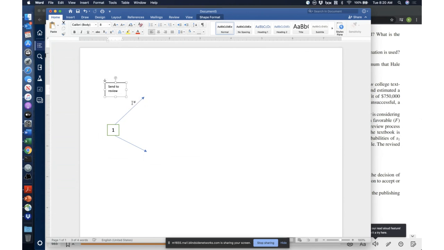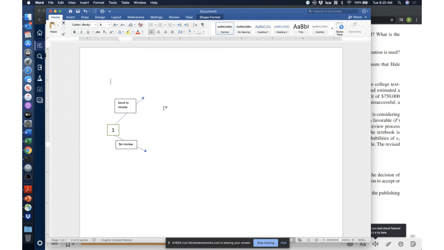So this is the option where you send it out to review, and this is the option where you don't send it out to review. So no review of manuscript. Again, when you do this on the homework and on the final exam, you can just draw this out by hand if that's easier.